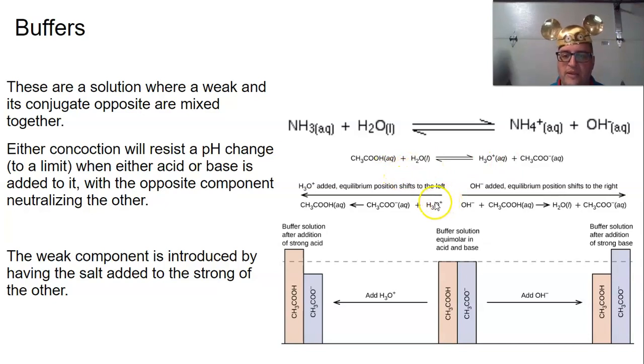So from here, if we added more acid, it's going to shift to the left because the conjugate base will react to make more acid. If hydroxide's added, it'll shift to the right because that hydroxide will react with the acetic acid, making the conjugate base. So we can see that the concentrations change with this, but essentially the pH will have some resistance to that change.